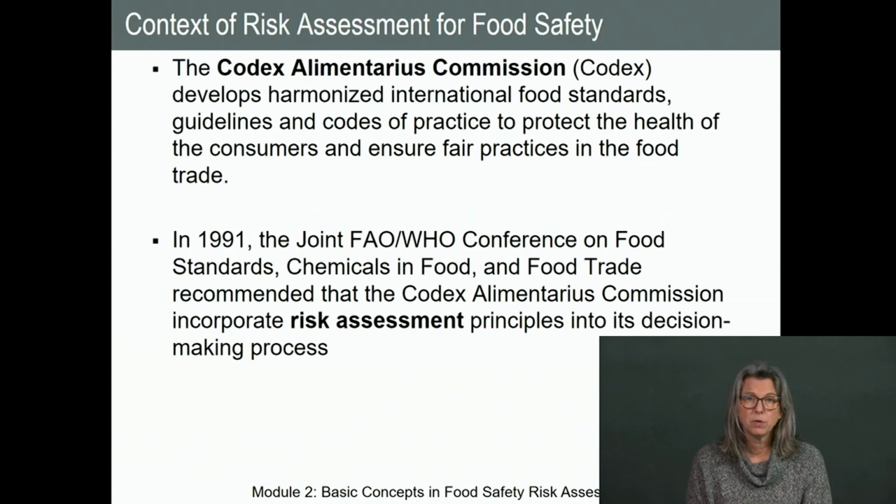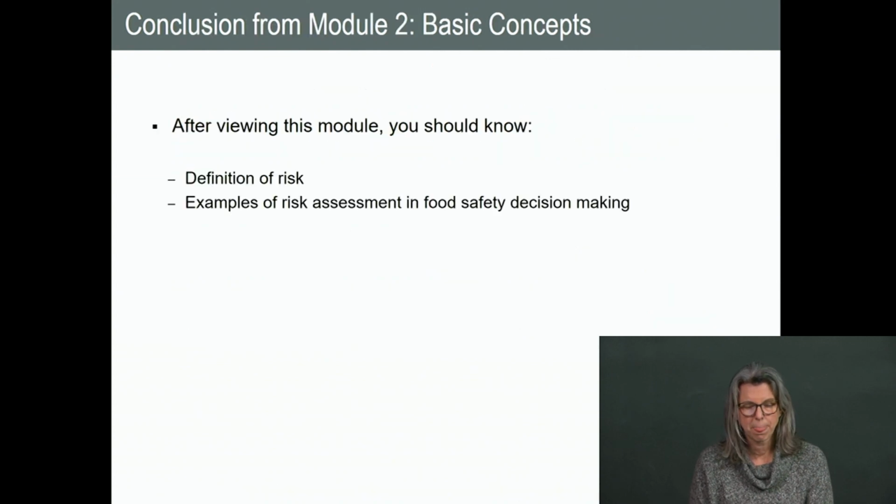And I just want to add a bit of context about why food safety, and these are comments about the Codex Alimentarius Commission, Codex, which has embraced risk assessment as its approach. So it's something that gives people the information that they need to make decisions, and Codex supports this type of approach. So after viewing this module, I hope that you are now familiar with the definition of risk and that you are able to easily bring to mind some examples of risk assessment in food safety decision making.